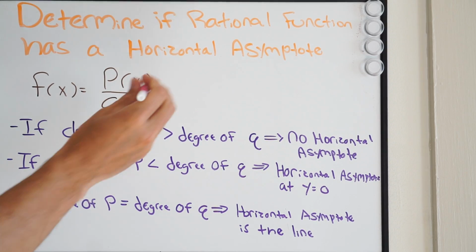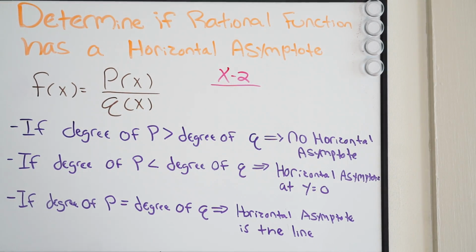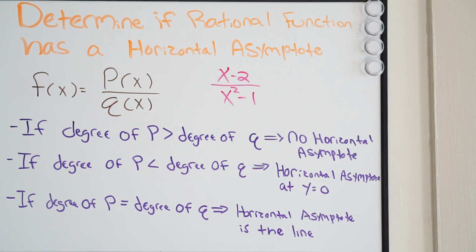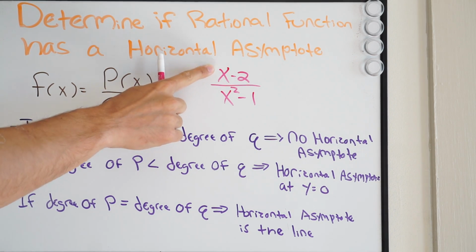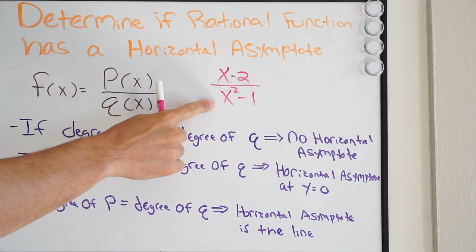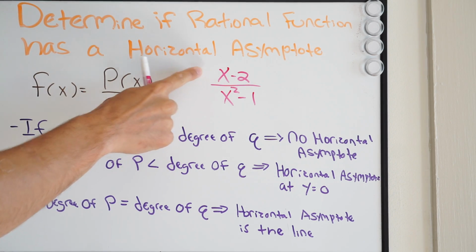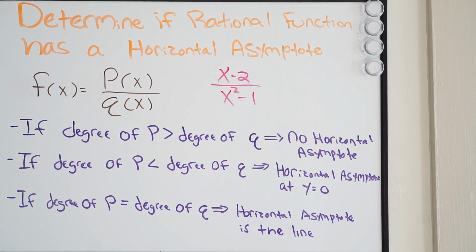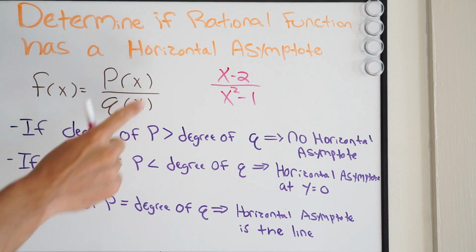So what if I had x minus 2 all over x squared minus 1? My degree on the top is going to be this x to the first power. My degree on the bottom is going to be x squared. So in other words, my p is going to be x, my q is going to be x squared. Again, we're looking for the degree here, so the highest exponent value. Looking at this, I can see that q is going to be greater than p here.